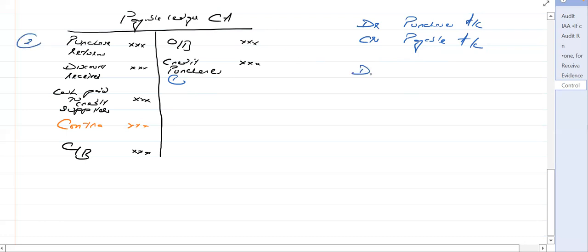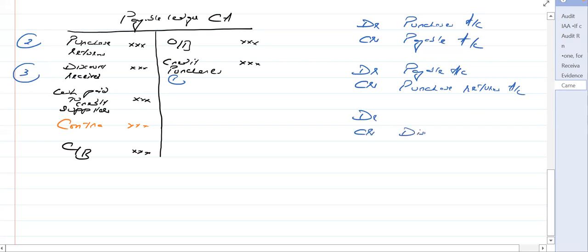Then we have the purchase returns, which are the return outwards. So we debit the payable account because the liability is reduced when you return the goods, and credit purchase returns, because purchases are debited and when you make a return, the purchase returns account is credited. Then we have the third one, which is the discount received. Discount received is an income, so it is being credited, and the debit entry is the payable, as the corresponding liability is reduced.